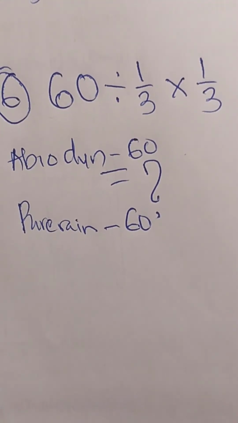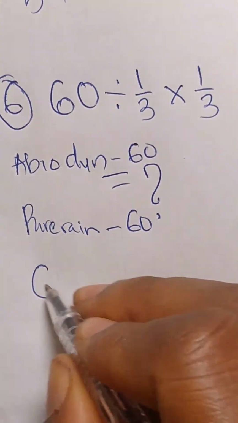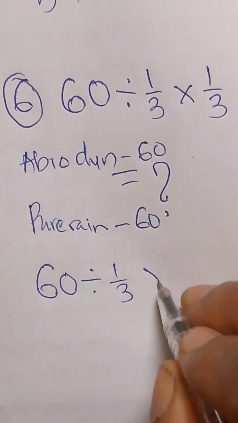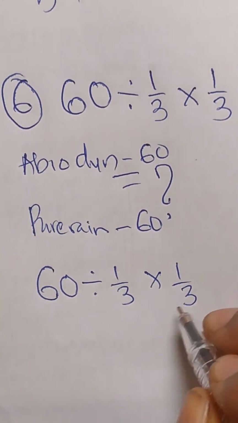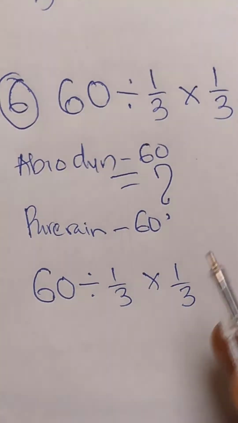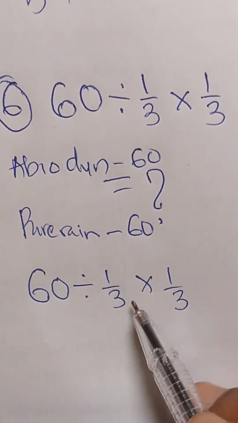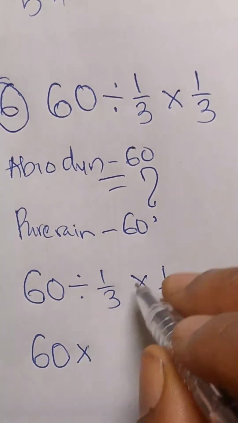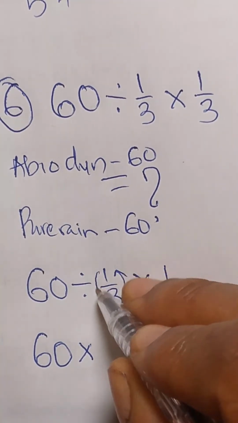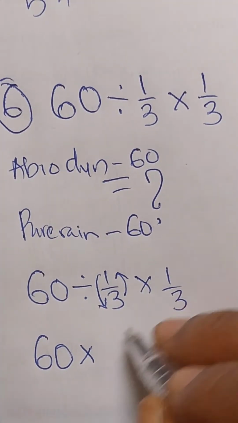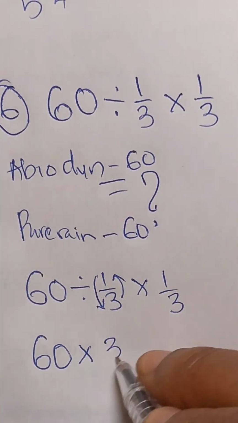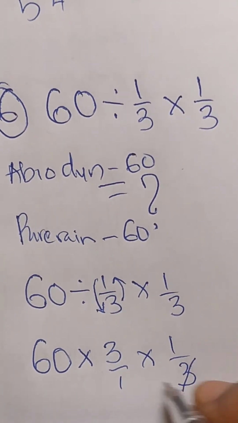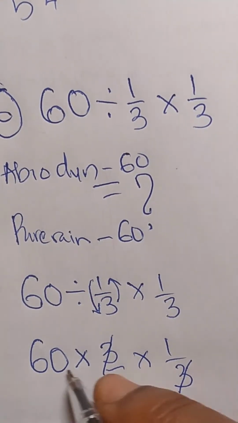So let me solve it. Let's not be wasting much time. So we have 60 divided by 1 over 3 times 1 over 3. One of the main aims for my class is to make sure that we know how to divide numbers by fractions. If we do that, like I say, change to multiplication and flip the fraction. Now this flip is only affecting here, it's not affecting this. If we do that, we have 3 all over 1 times 1 all over 3. So this will cancel here, and we have 6 times 1.